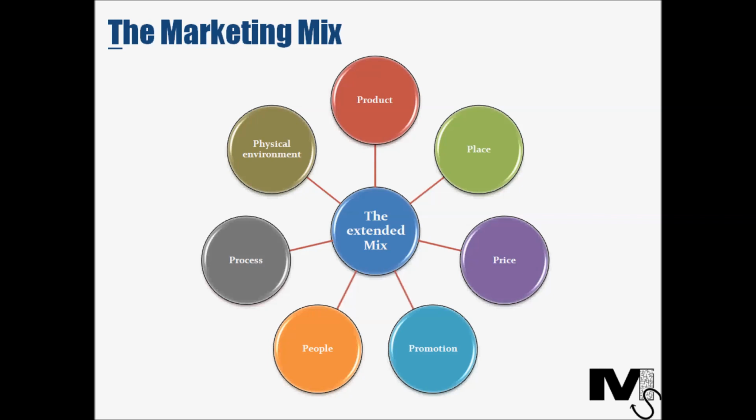Now the original marketing mix consisted of 4 P's, and then it was extended to have 7 P's, thereby being called the extended marketing mix. It consists of product, place, price, and promotion, which are the original 4 P's, and then people, process, and physical environment, which are the last 3 P's.